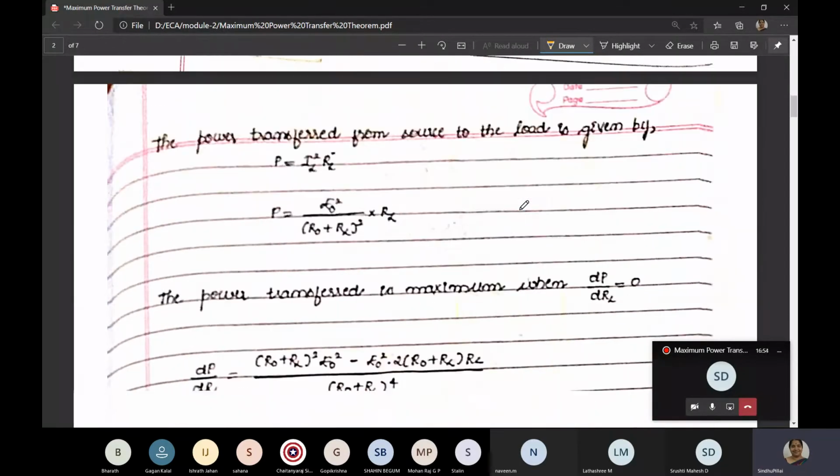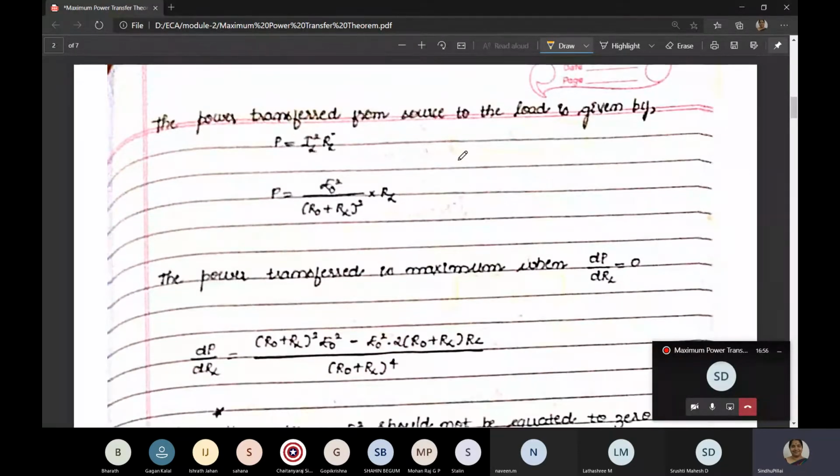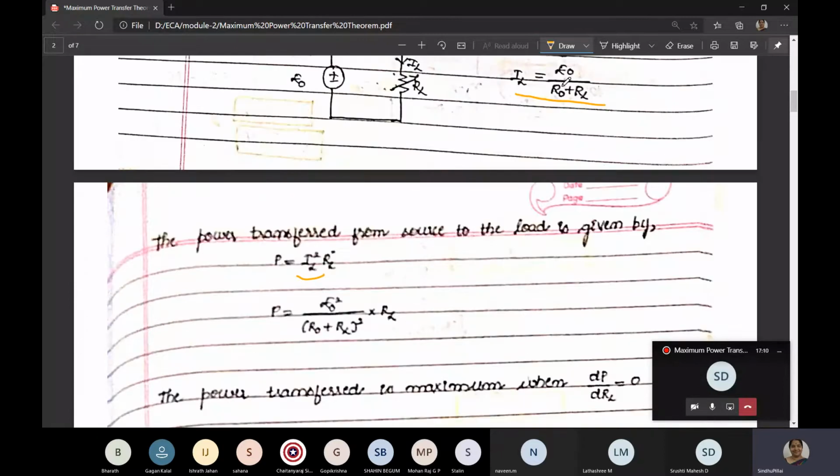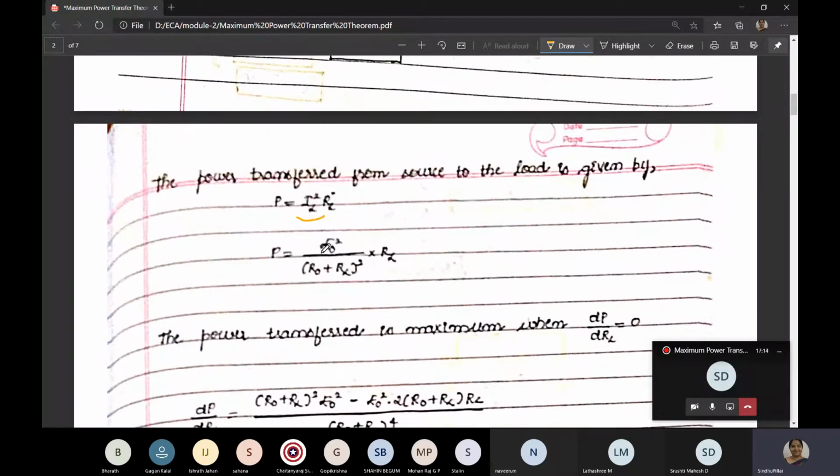Next, what is the formula for power transfer? The power transferred from source to the load is given by power is equal to IL square into RL. So substitute the value for IL, which is E naught divided by R naught plus RL. Just substitute here, and you will get power is equal to E naught square divided by R naught plus RL whole square, into RL. So keep this formula.